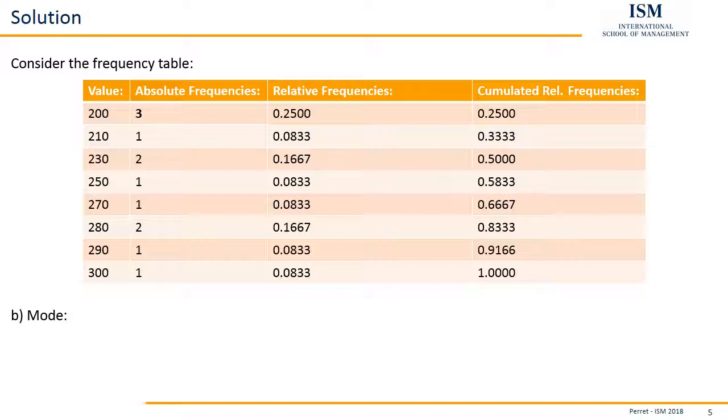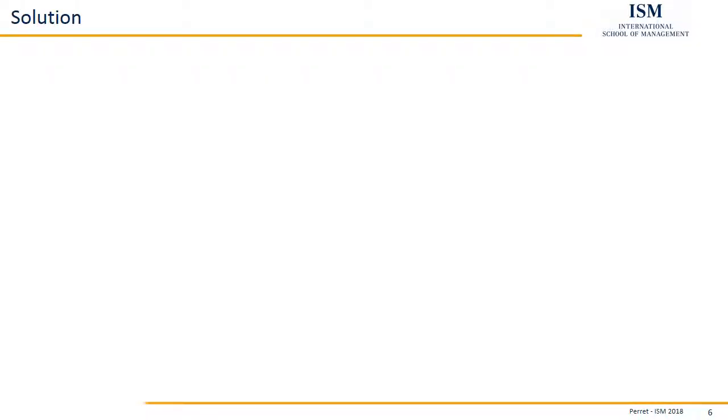Here, clearly the largest value is 3, so the corresponding value 200 gives us our mode. This has been easy, so let's carry on in the same style with part 3, calculating the median.